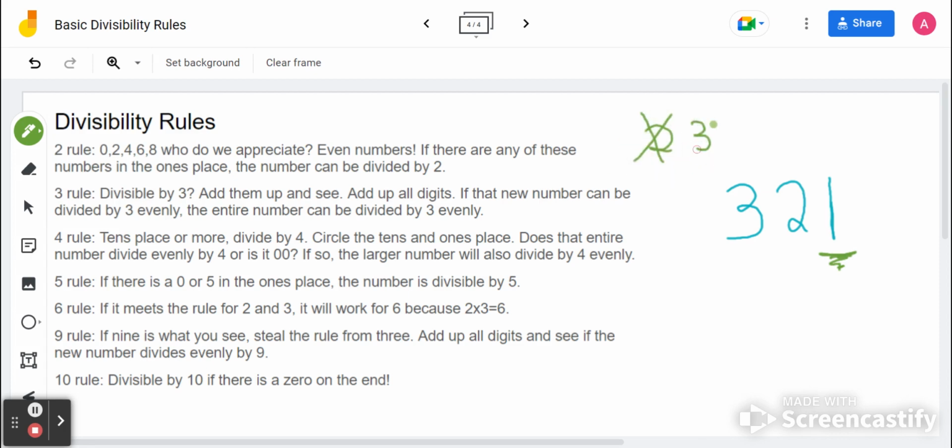So we're going to check for 3, 4, 5, 6, 9, and 10. Those are the ones that we're going to check for.